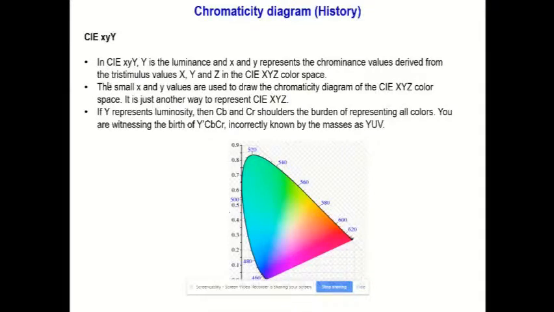Now, a slightly adjusted version of the previous model is the CIE xyY. In this model, Y, the uppercase Y, represents the luminance, and the lowercase x and y represent the chrominance values derived from the tristimulus values X, Y, and Z that were described in the previous version of this diagram.